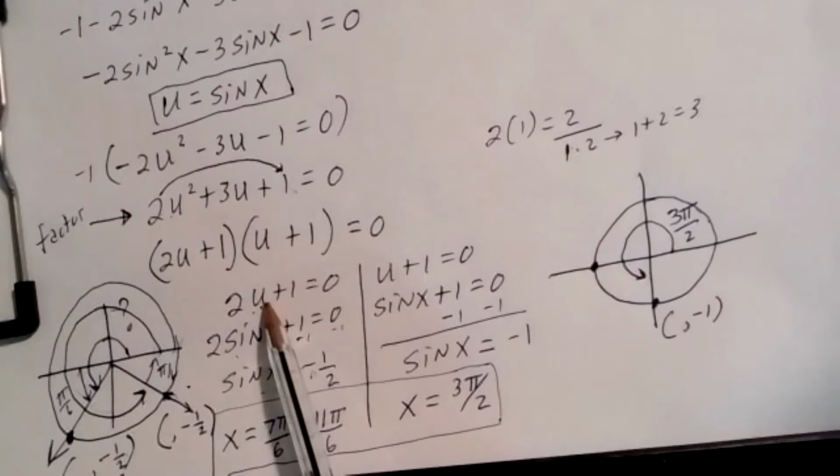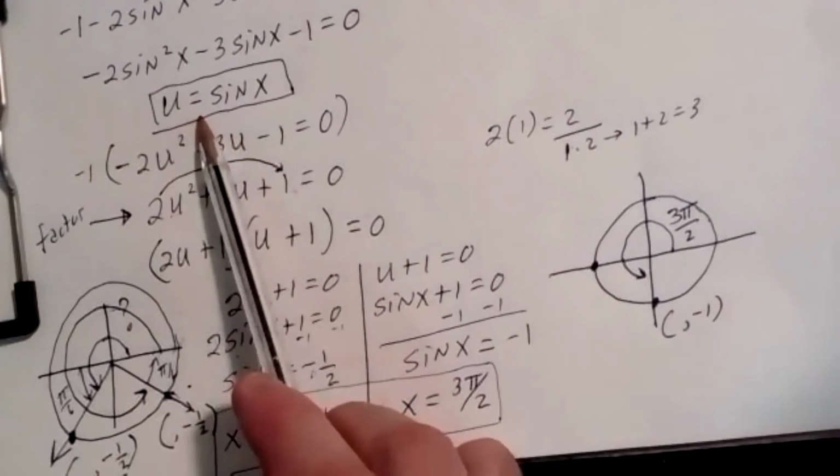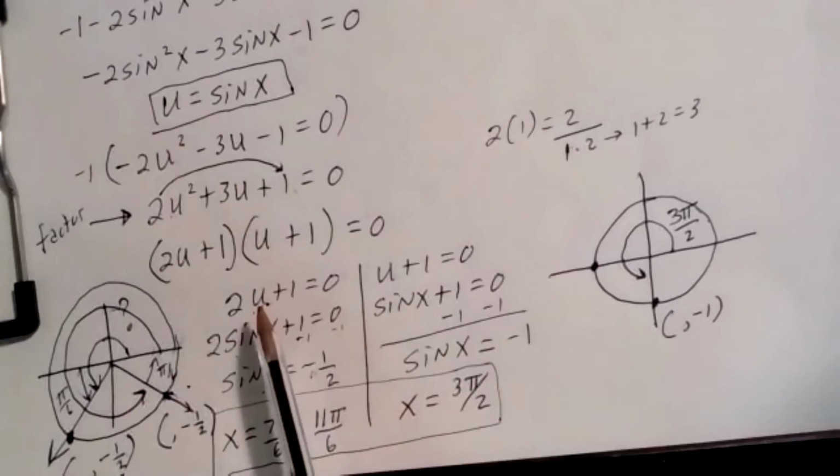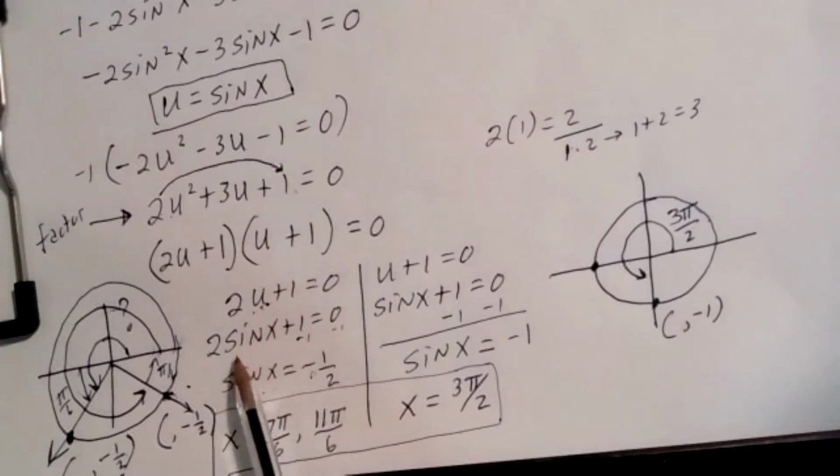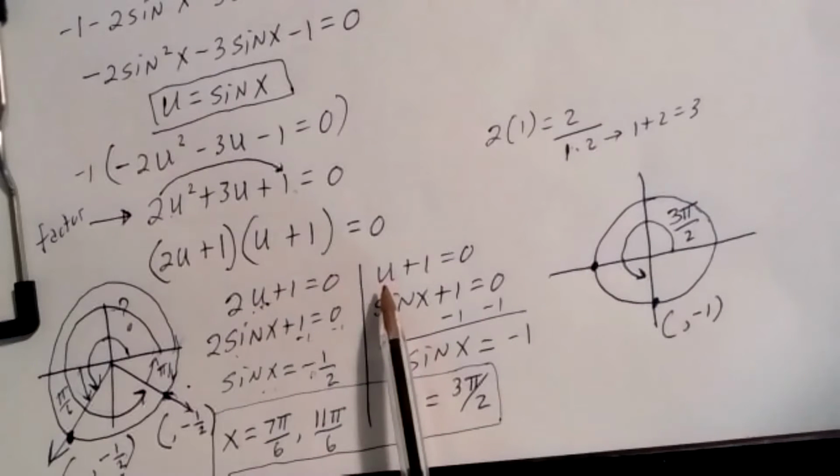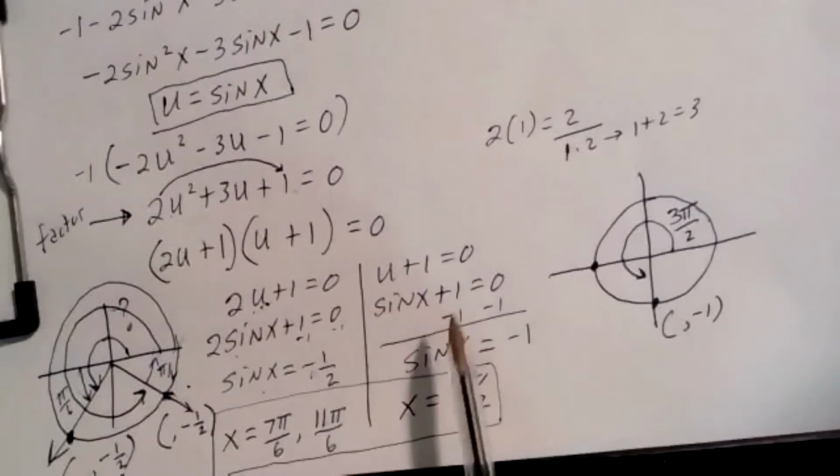What am I trying to say? Just don't forget to bring back what U was set equal to. U was set equal to sine x back up here, so that's why you got to eventually bring back sine x in place of U. Okay, don't forget to do that.